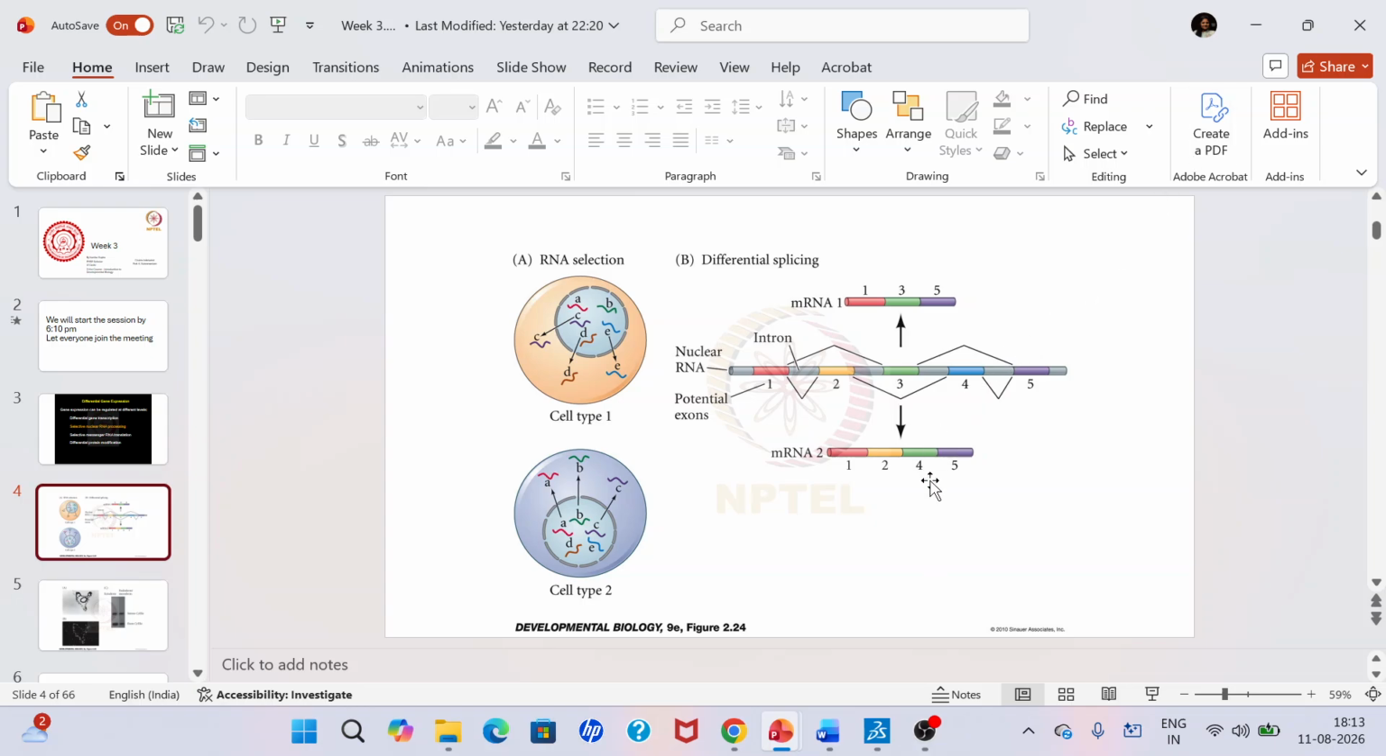So basically, this is the RNA selection. Why RNA selection? Because of the different types of exons that are included in the mature mRNA. So these are the exons 1, 2, 4, and 5 in this particular mRNA. And for this mRNA, they have chosen exons 1, 3, and 5. So these 3 exons are making this mRNA, and these 4 exons are making this mRNA, making it a different kind of protein.